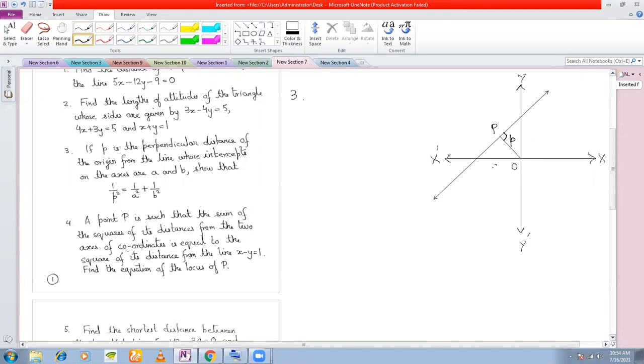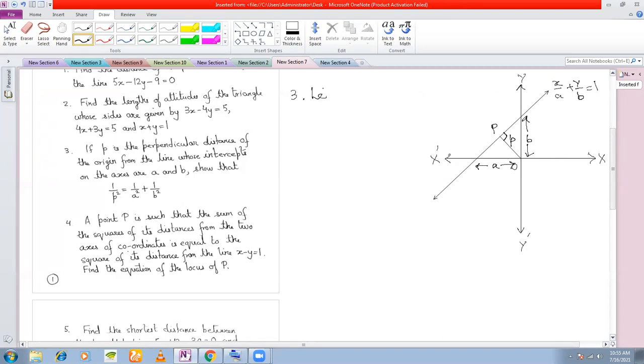Let's call this point P, and whose intercepts are a and b. So x intercept here is a, and y intercept here is b. Okay. Question is, show that 1 by p square is equal to 1 by a square plus 1 by b square. If you know the intercepts, what should be the equation of the straight line? You can take the equation of the straight line to be x by a plus y by b is equal to 1, because you know the x intercept and the y intercept.